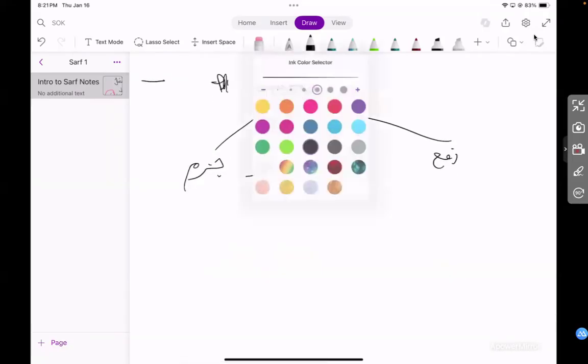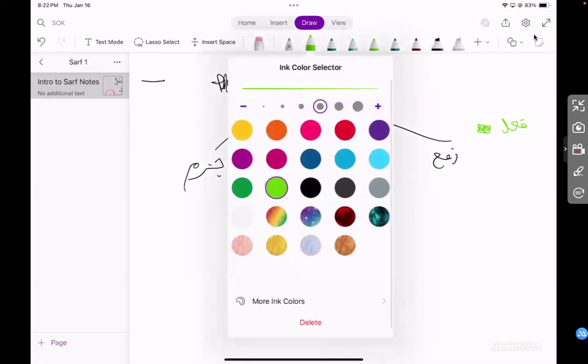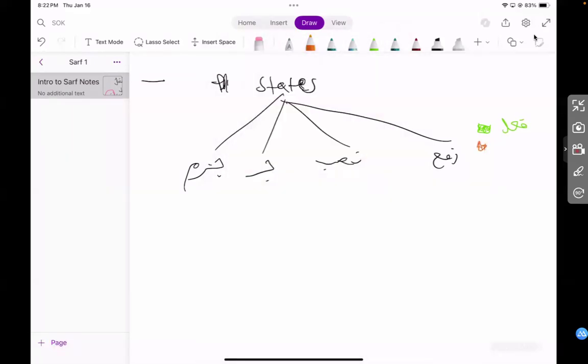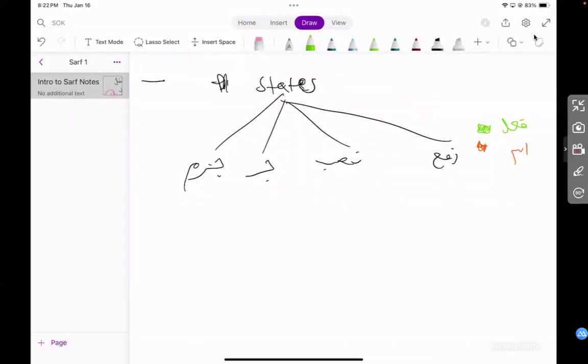From these 4, let's do some color coding. So let's say green will be for af'al, and then we'll say orange will be for asma. So from these, for your af'al, it's these ones: rafa, nasab, and jazm, right? Your fi'l can either be marfu', it can be mansub, or it can be majzoom. And in some cases, we have what we also call mabni. I'll come to that in just a second, right?